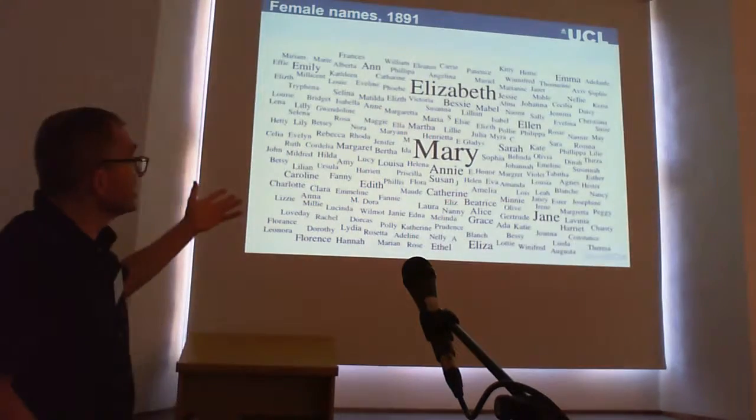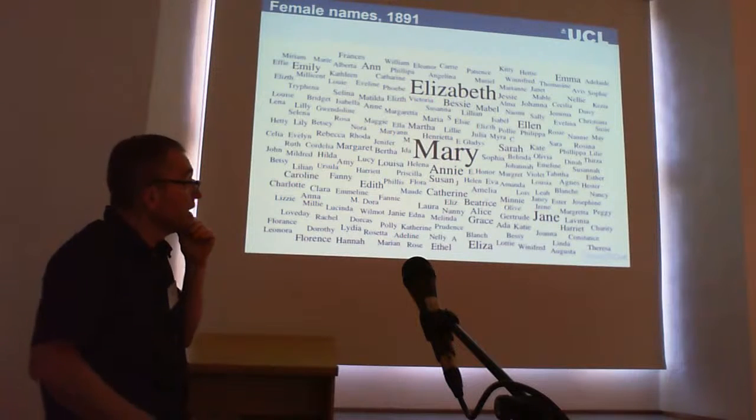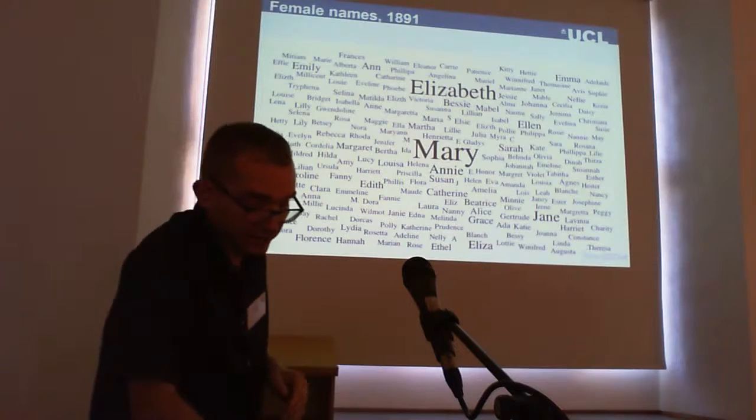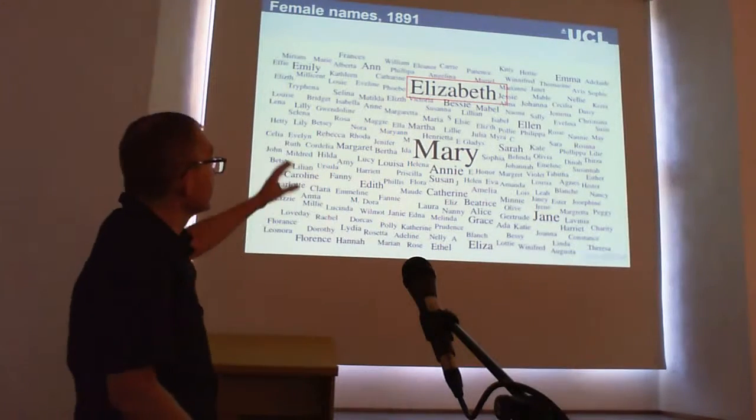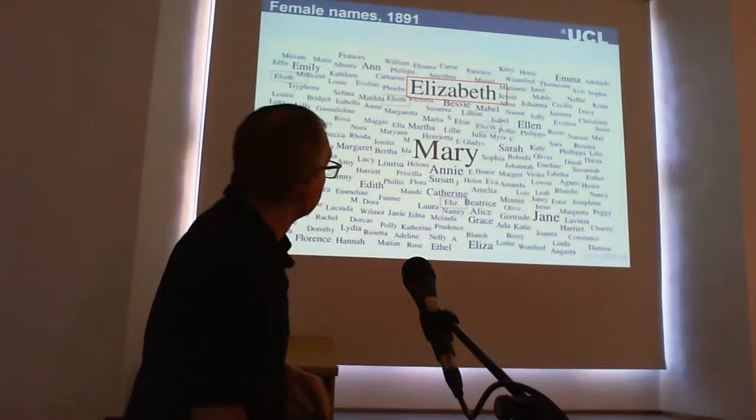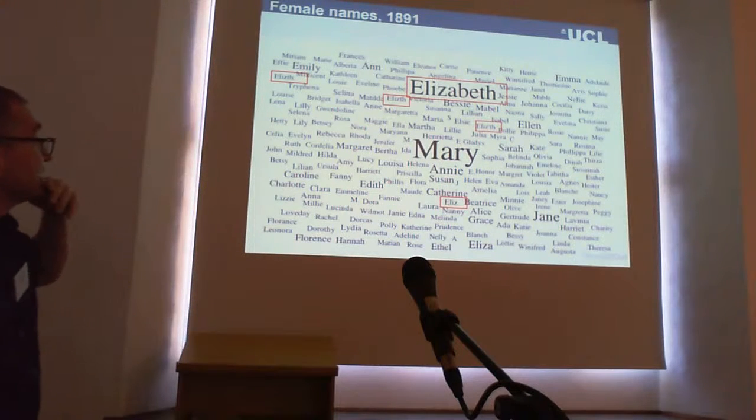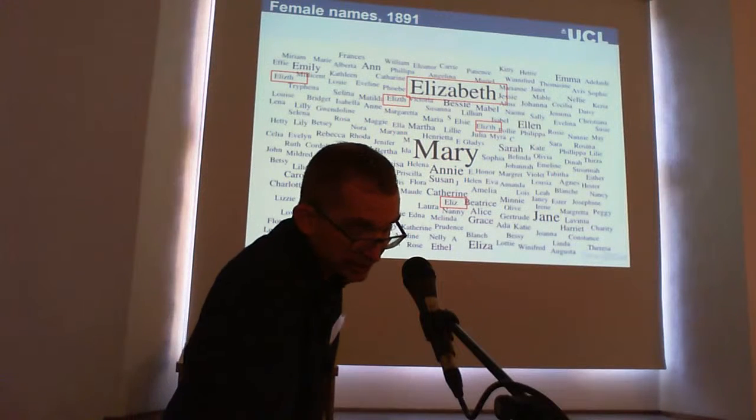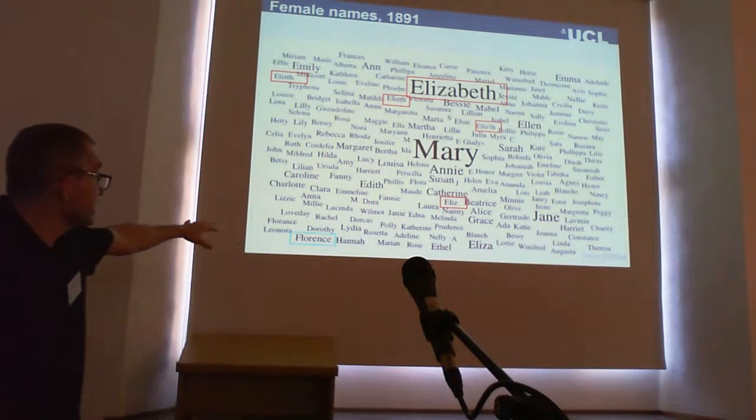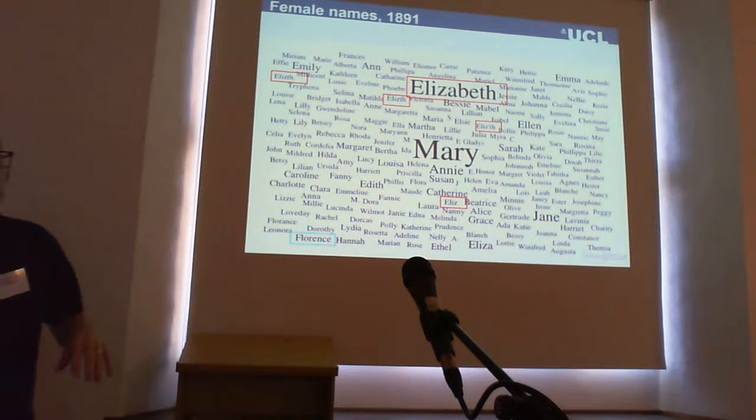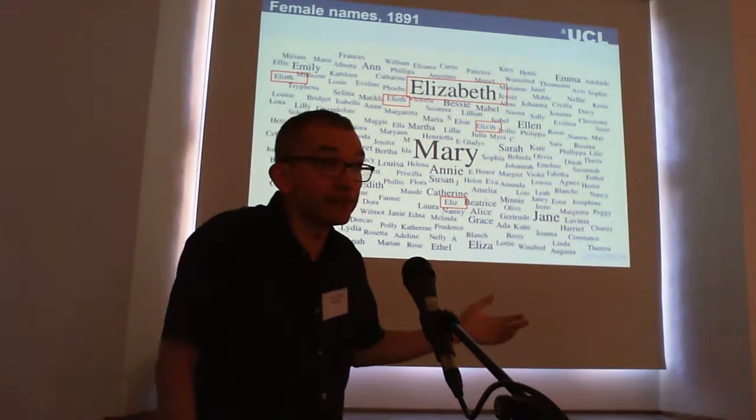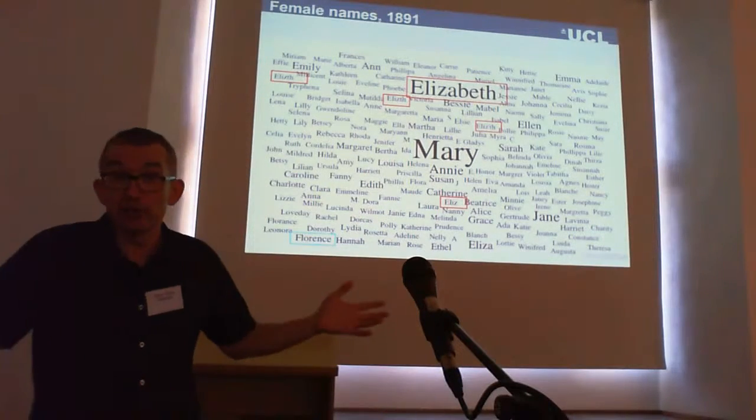Looking at the end of the sequence, this is from 1891. And again, these are people recorded in the census, not people born in 1891. Again, we see Elizabeth, and lots of variants of Elizabeth. But we also start to see different names as well. So I've highlighted here, bottom left, Florence, it doesn't occur in 1841, or certainly not amongst the most popular names.